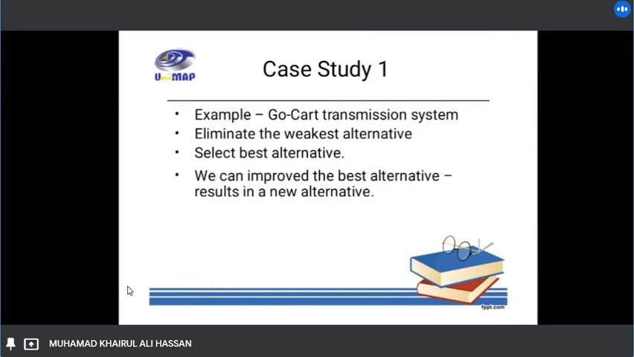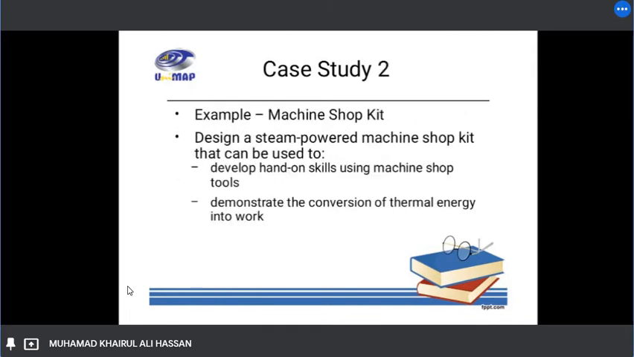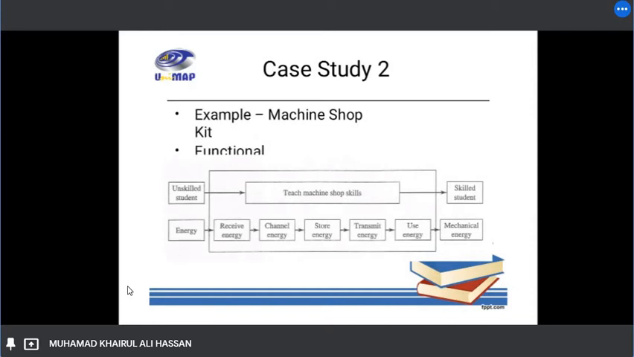We go to another case study, which is a go-kart transmission system. So eliminate the weakest alternative, select the best alternative. We can improve the best alternative. Okay, as I mentioned before.